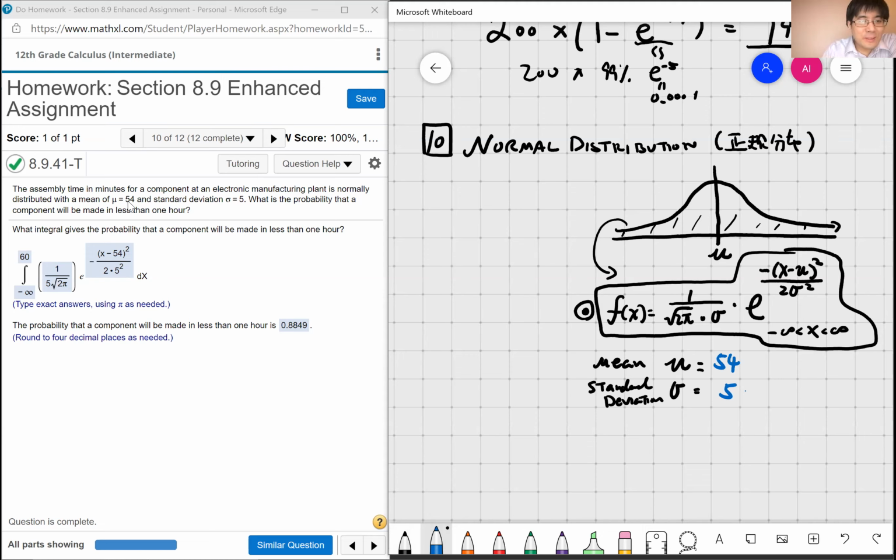Be careful about the units here. This 54 means time in minutes, so this model uses minutes for the time. So less than 1 hour means less than 60 minutes. The function we are going to have is 1 over square root of 2 pi times sigma, which is 5, times e to the power of negative (x minus the mean) squared divided by 2 times sigma squared. So we just plug into this.